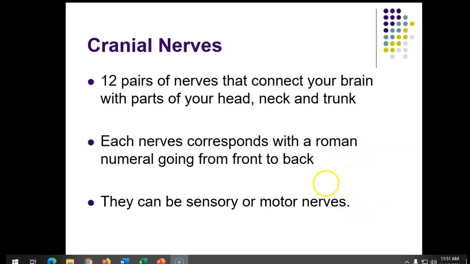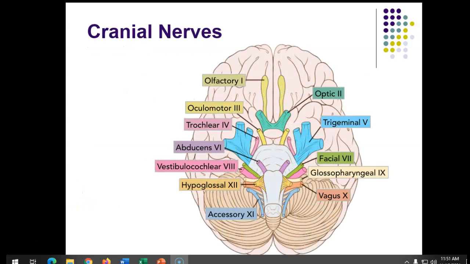These nerves can be either sensory or motor nerves, so they can be involved in sensory information, or they can also be involved in motor or movement information. So, looking at the cranial nerves, this is the diagram that's included in the worksheet. So again, you can see how this is the most anterior one, so this will be 1. This is the most posterior one, so this one would end up being 12 back in here.